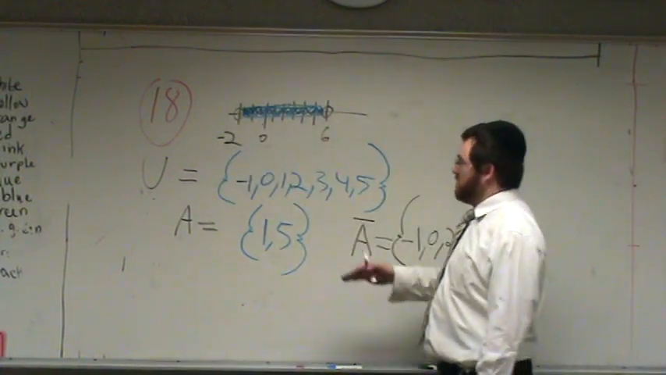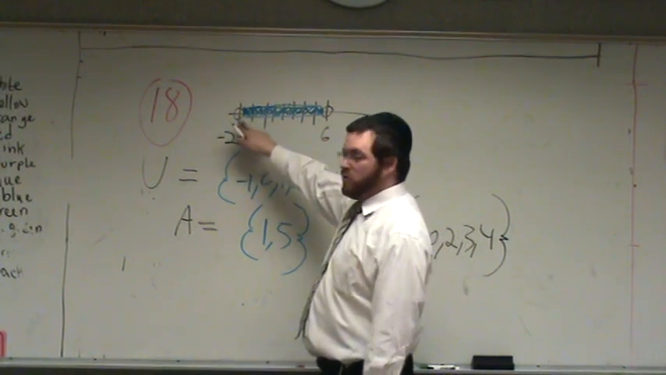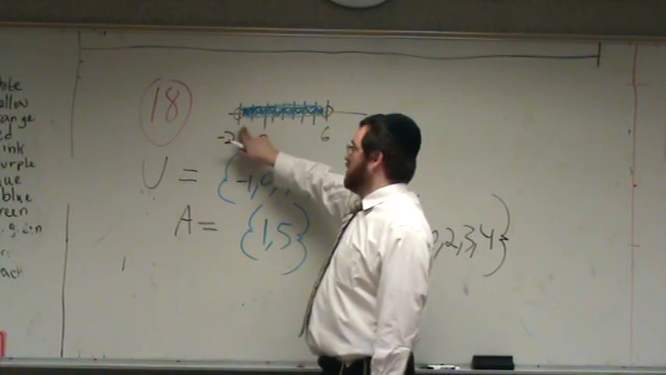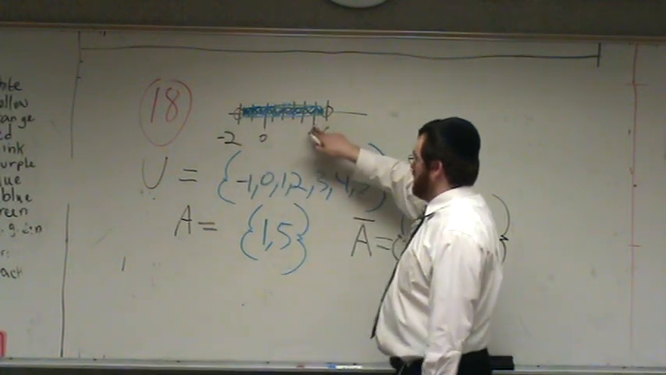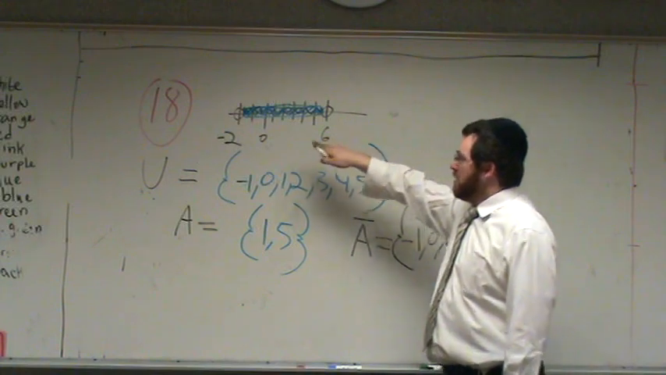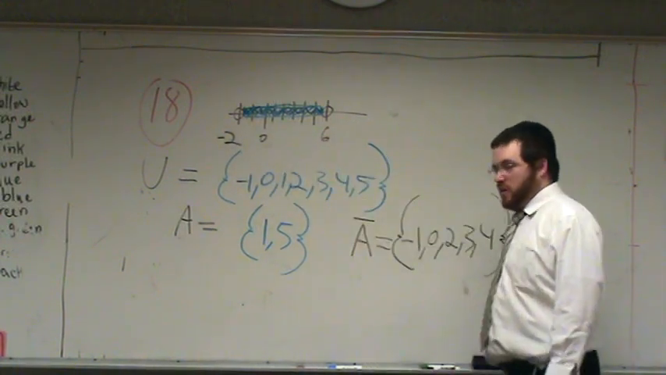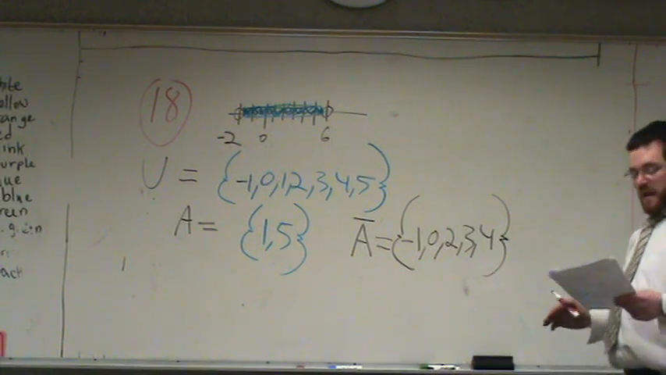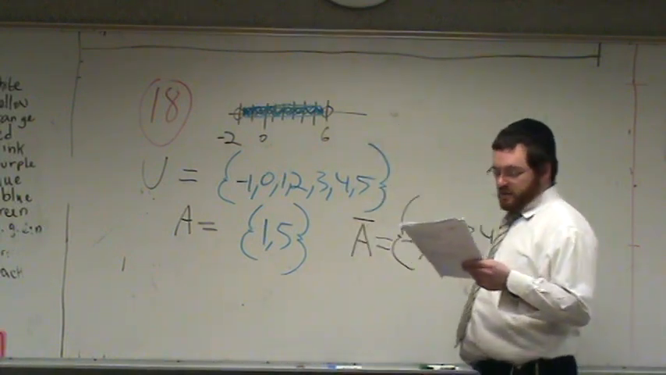Plus it also doesn't include the fractions, so this that I did, greater than -2 over here, does not mean -1.5, or over here I don't mean 5 and 5.3, 5.07. I mean -1, 0, 1, 2, 3, 4, and 5. That's all the integers, all the whole numbers that are greater than -2 and less than 6.